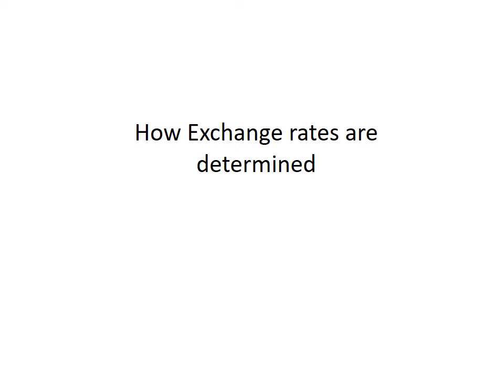Now, how are foreign exchange rates determined? Who decides one Sing dollar is worth 0.74 US dollar? Why can't it be 0.8? Why can't it be 1 point something? Let's take a look at how these values are determined.